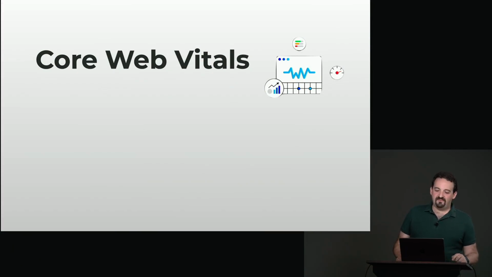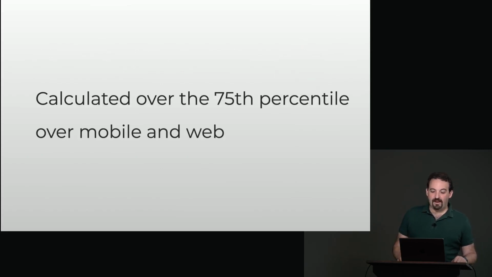Now it's time to talk about something known as Web Vitals, and in particular, Core Web Vitals. So what's the deal with Web Vitals? It's an effort led by the Google Chrome team, but it's open to anyone, to define vitals, like what are the most important metrics that we want to focus on as web developers for web performance, and they are calculated over the 75th percentile over mobile and web.